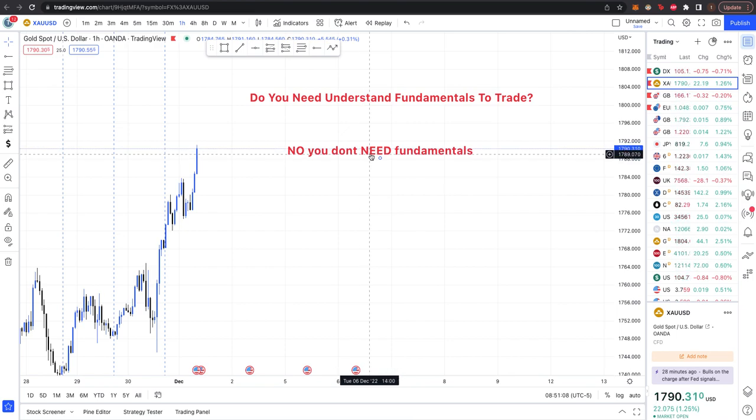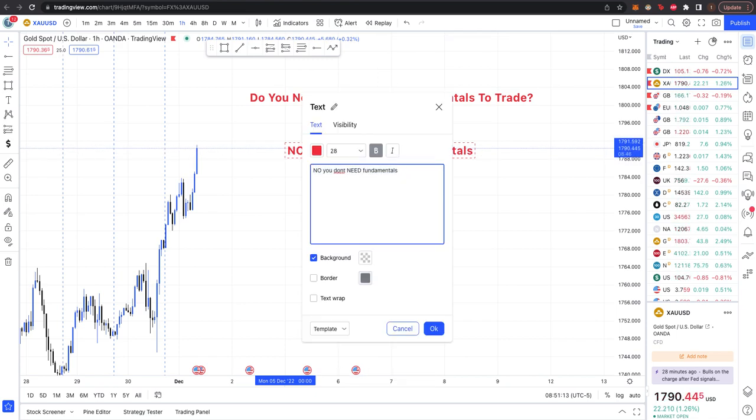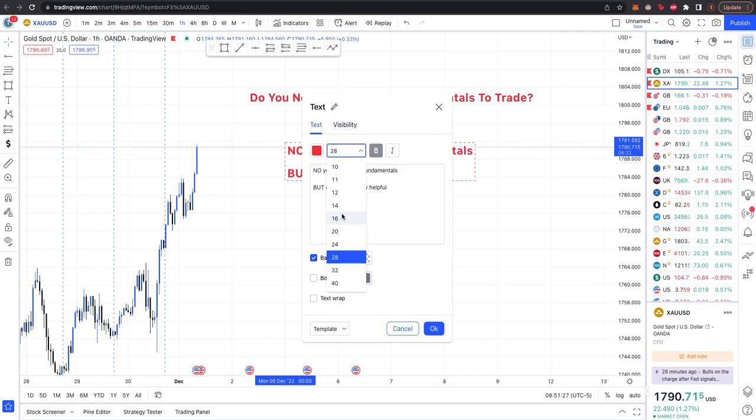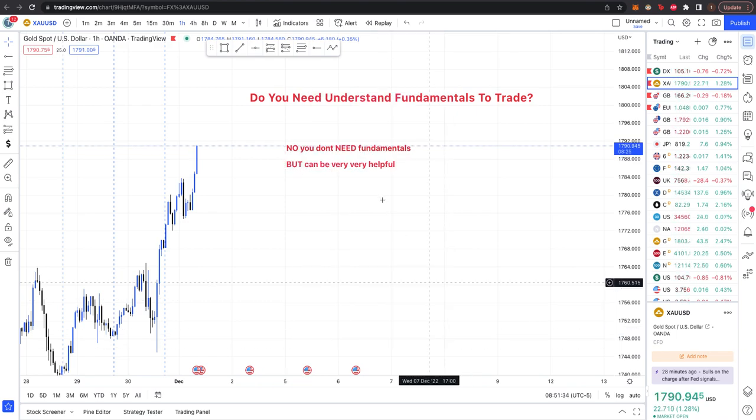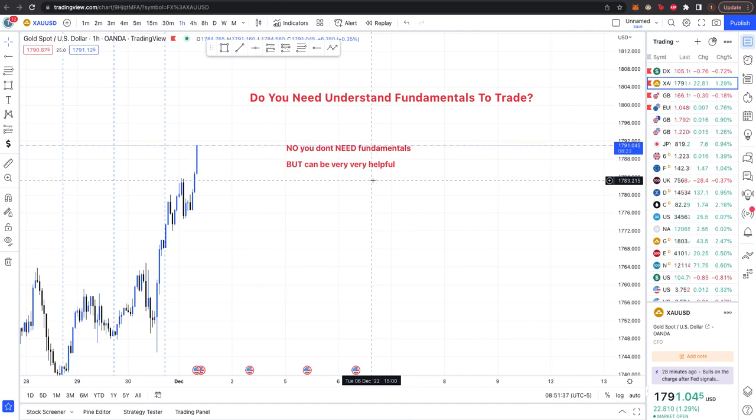So no, you do not need it. But can it be useful? In my opinion, it can be extremely useful, very, very helpful. So I'll run through some examples of showing you how helpful it can be, right? So this is the short answer. Do you need to understand fundamentals to trade? No, you don't need fundamentals to trade. You can just use technical analysis.